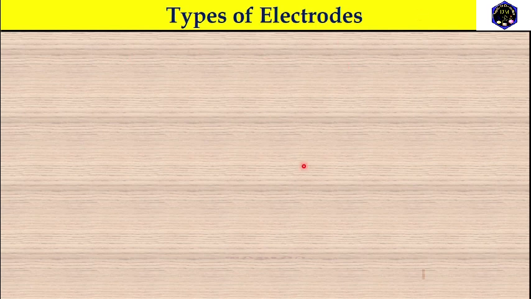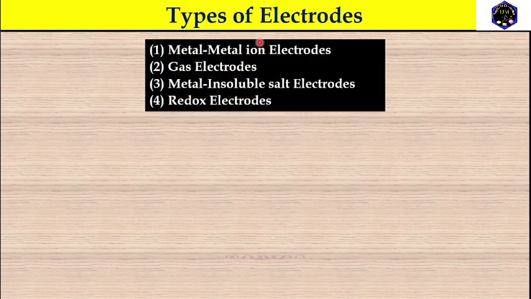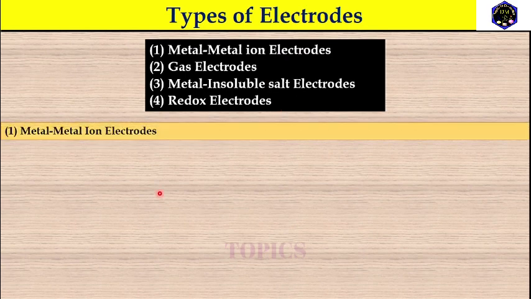So you have to know what are the types of electrodes in electrochemistry. These are the types of electrode. Number 1, metal ion electrode. Number 2, gas electrodes. Number 3, metal insoluble salt electrodes. Number 4, redox electrodes. In these electrodes you have to know what are the main electrode, what are the electrolytes present, and what is the Nernst equation for such electrodes. So first I will start from metal ion electrode.